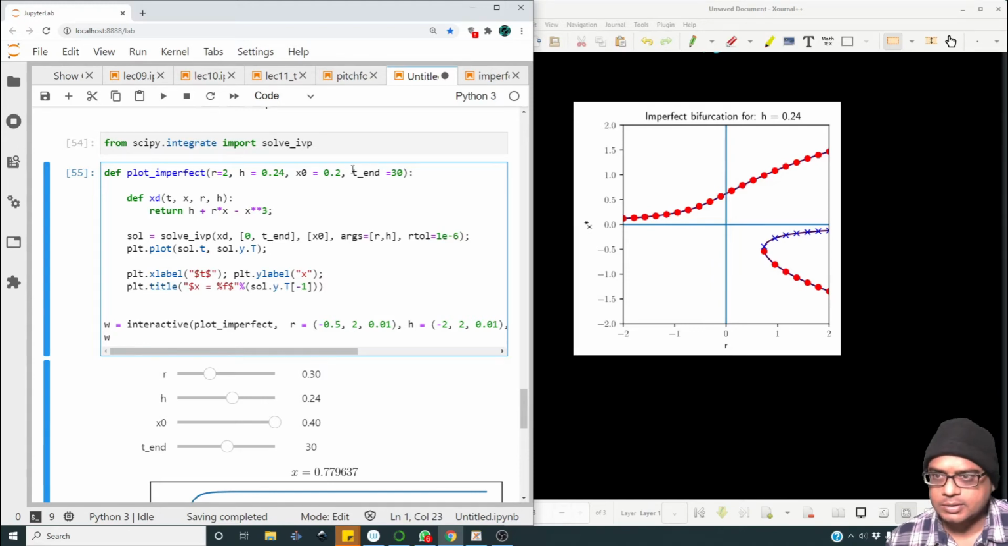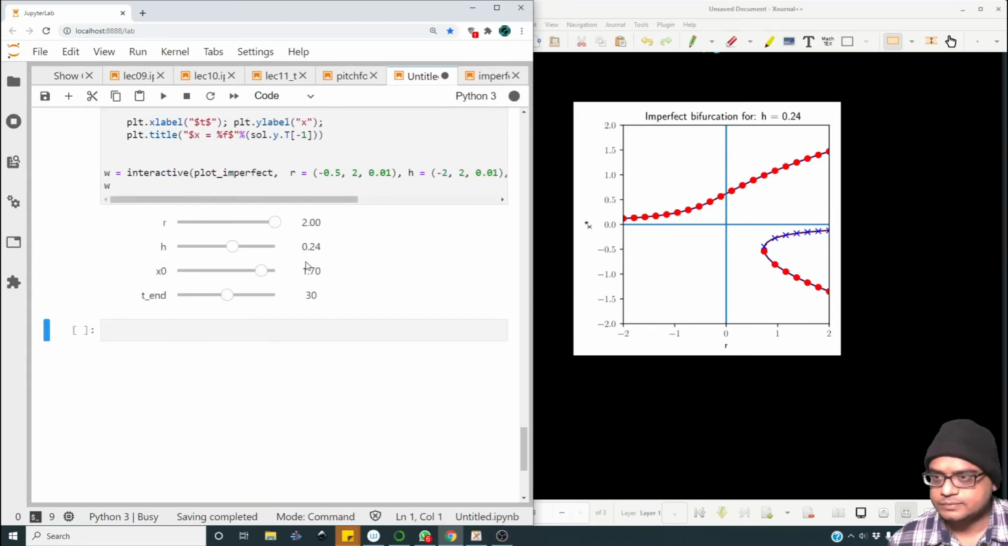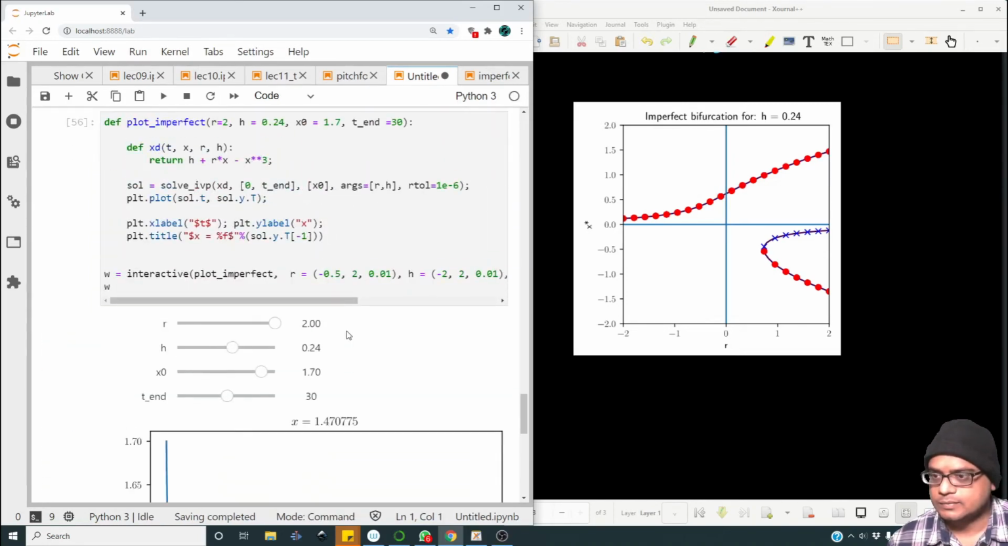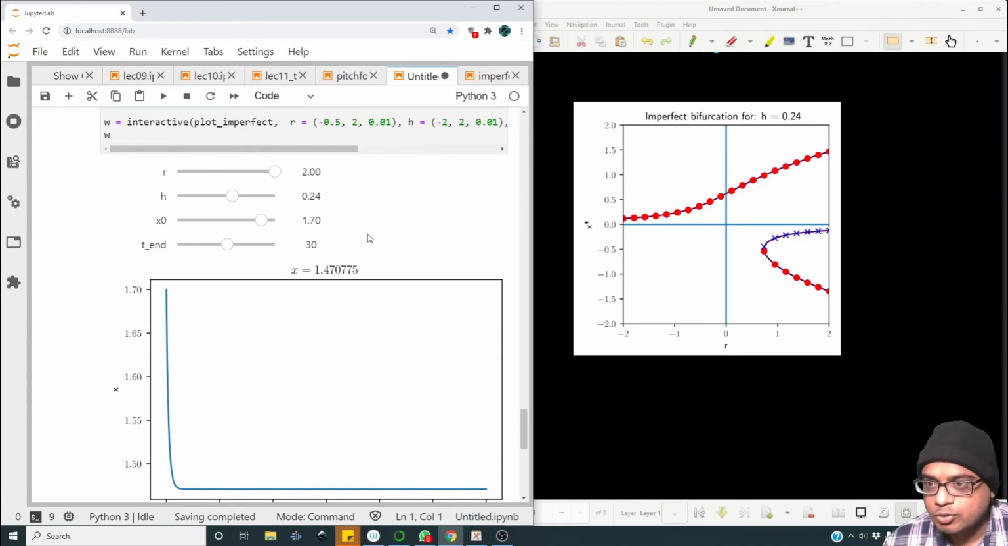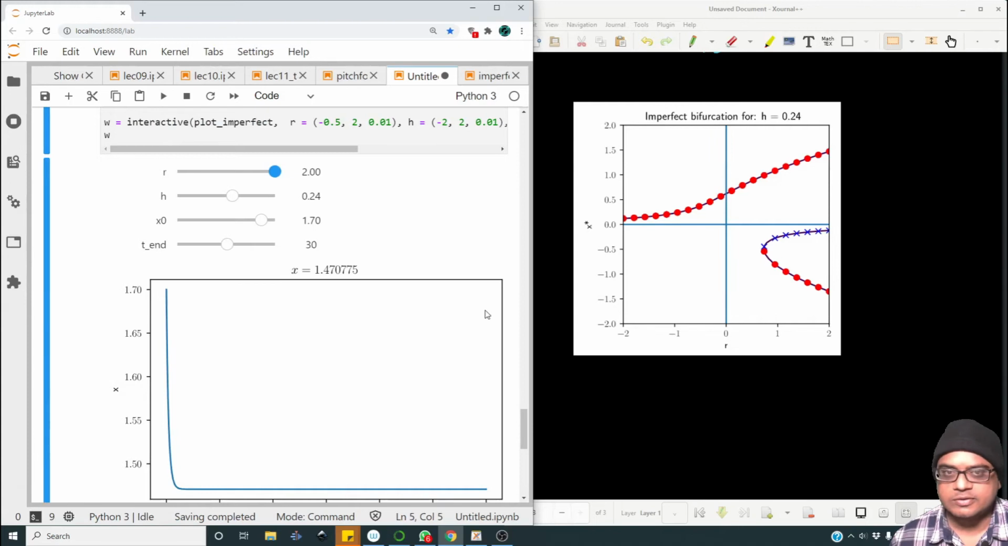Let this be also 1.7, so that with this default initial condition, h and r, we have an asymptotic value of something close to 1.5. Okay, so x is 1.47 something. Good. So now let us reduce the value of r.